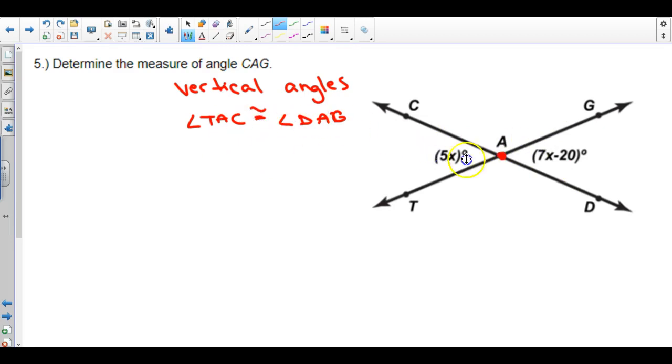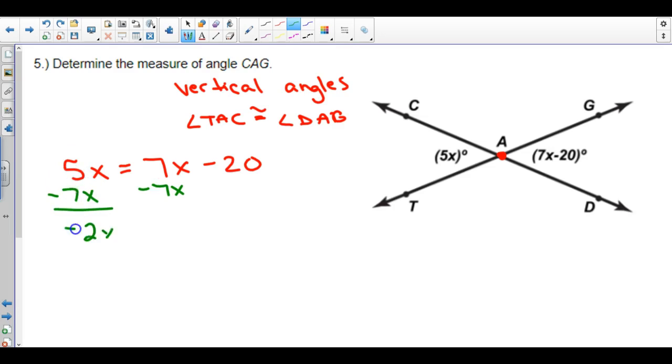So because these two angles are congruent, they are, just like in the last problem, equal to each other. So I'm going to end up with an equation that I want to solve by subtracting 7x first on both sides. Watch your signs here. 5x minus 7x, negative 2x. You are bringing down the negative 20. It would be really weird if you had a negative angle measure. So x is going to come out to positive 10 here. What we are solving for is angle CAG. So we actually want this one.